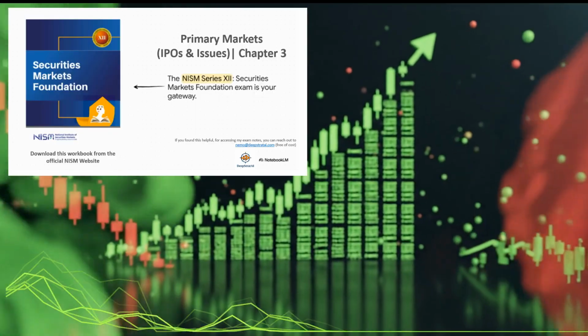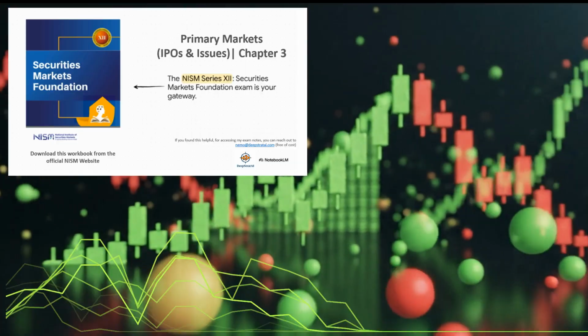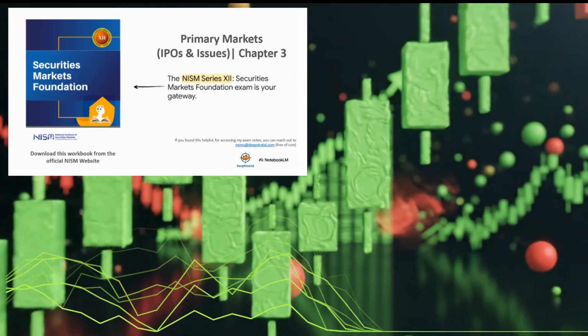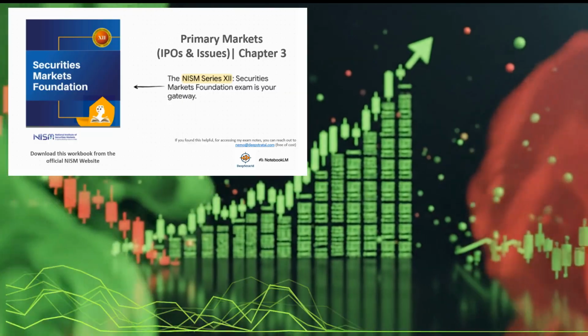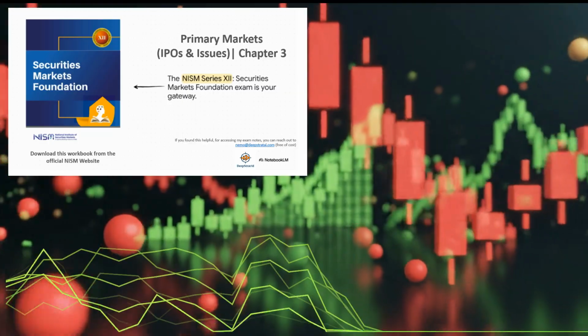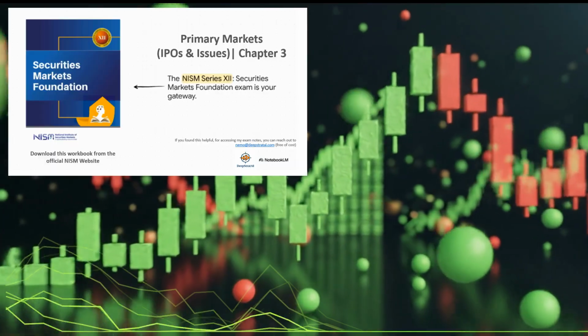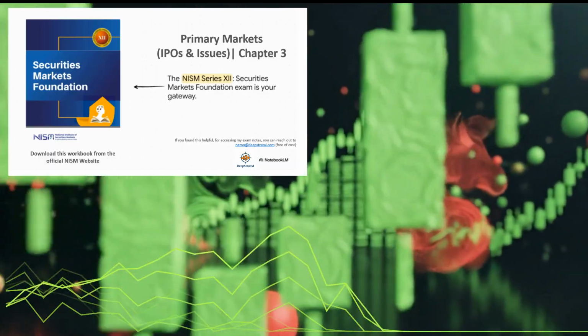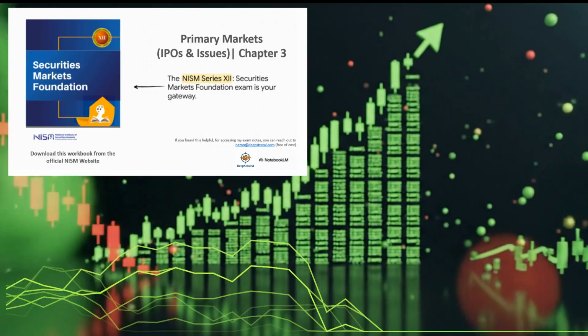Let's finalize the timeline rules. The period of subscription. The issue must be open for a minimum of 3 working days and a maximum of 10 working days. Okay. Now, if the issuer decides to revise the price band during the open period, they must extend the issue by a minimum of 3 working days to allow investors to reconsider their bids.